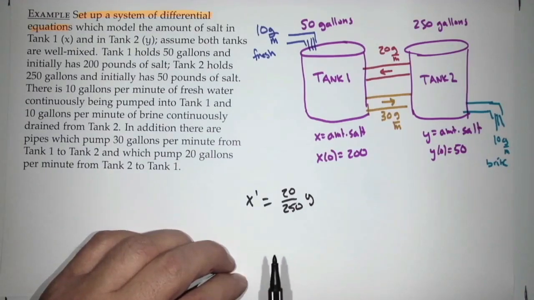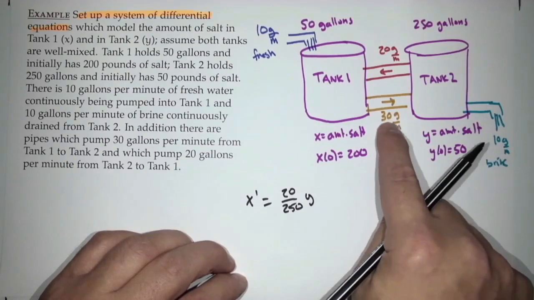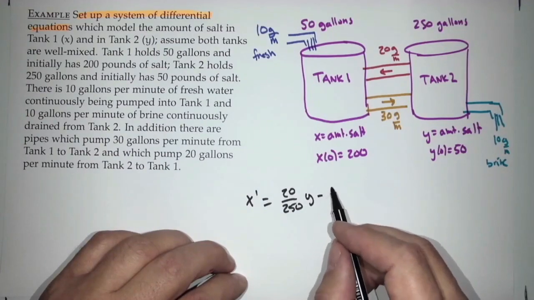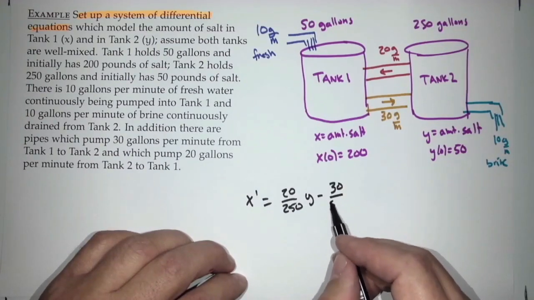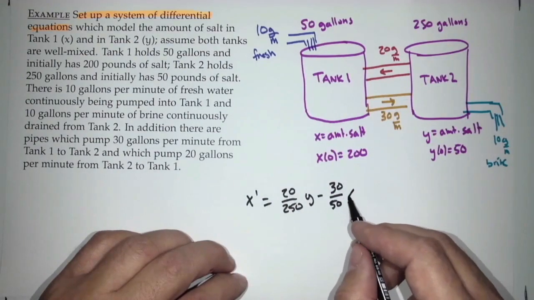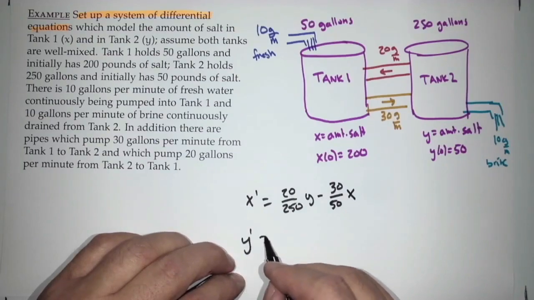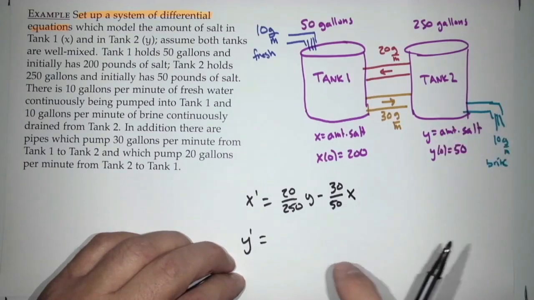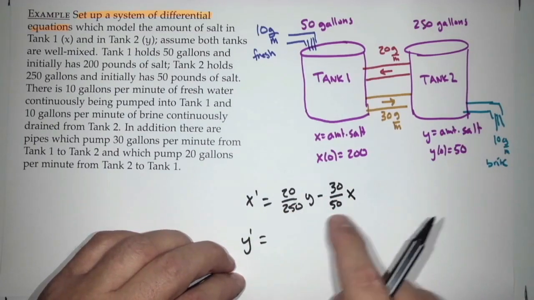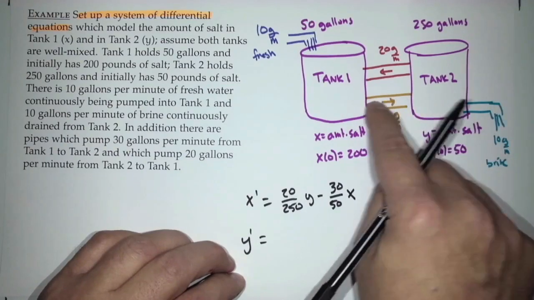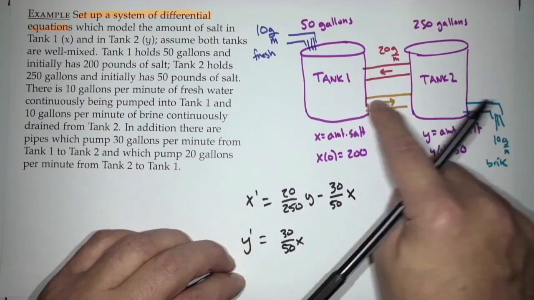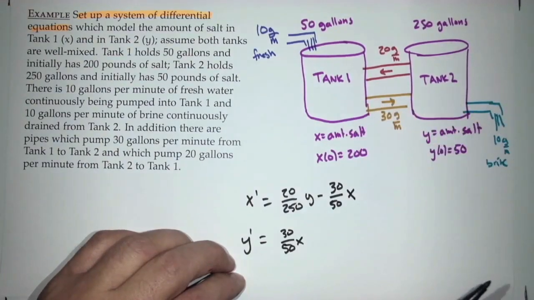Is there any salt leaving? Yes, out of this pipe off the bottom. How much? 30 over 50, because that's how much is in tank 1, times X. Y prime, how much is coming in? Because we're doing in, subtract out. How much comes in? This 30 over 50 times X. The only place that comes in is from tank 1.